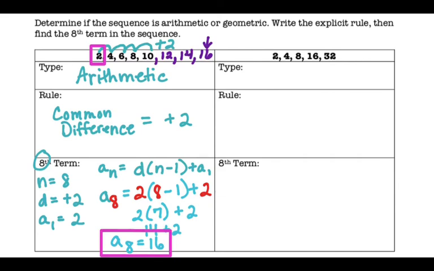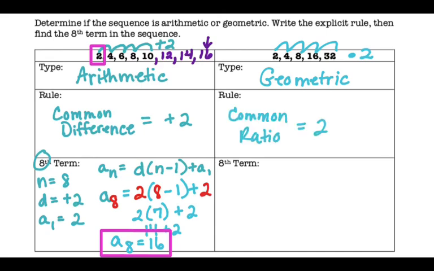So we're going to see how do those numbers get to each one? And 2, 4, 8, 16, and 32 are multiplying by 2. So multiplying means geometric. The rule is going to be common ratio of 2. And we're also finding the 8th term on this one as well. So like I said, we're going to use the geometric formula, which is a sub 1 times r to the n minus 1 power. We have to find those three variables to start.